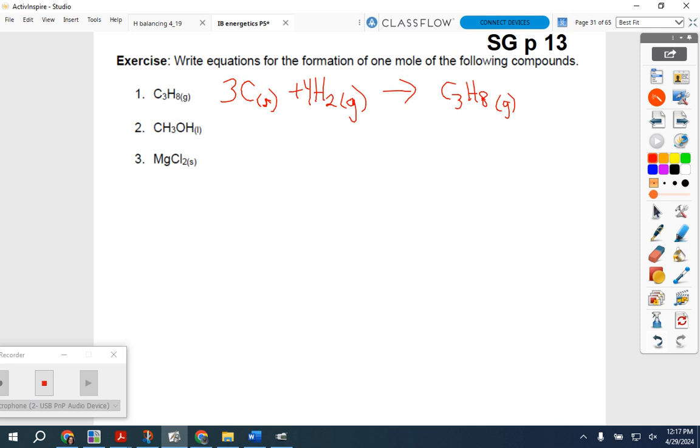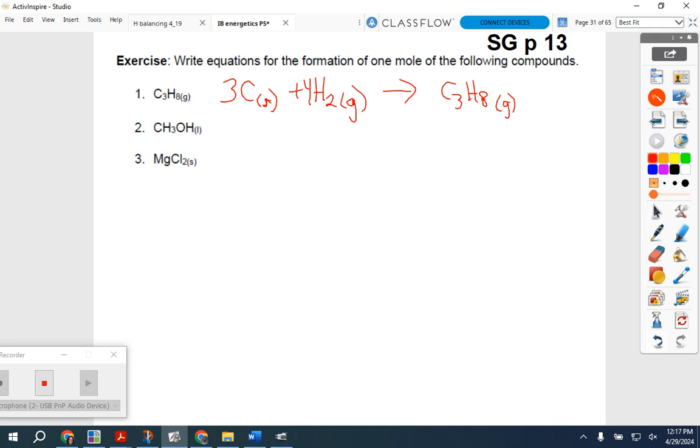If you're asked to write an equation, you take the individual elements, find their standard state, which for most things is going to be a solid. Mercury and bromine are the only elements that are liquid at standard state. The gases are going to be all of the noble gases, obviously, although they're not going to make any compounds that you're going to be asked to talk about. But hydrogen, nitrogen, oxygen, fluorine, and chlorine are all gases.